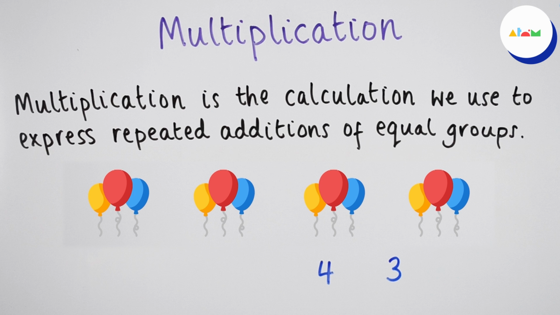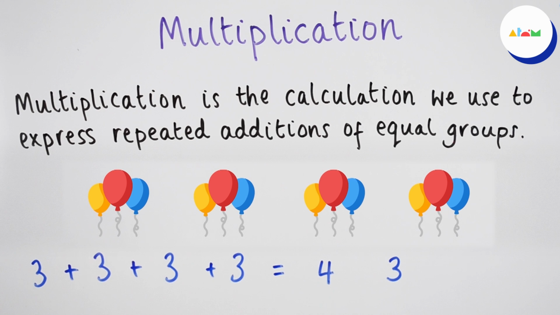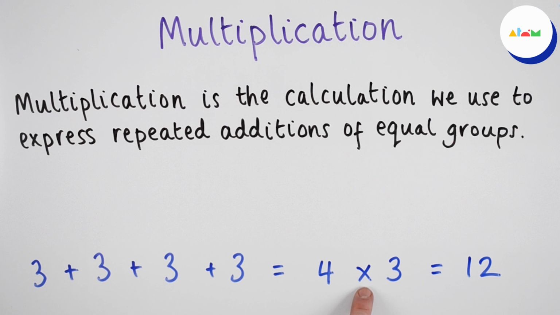There are 4 equal groups of 3 balloons, so this is 3 plus 3 plus 3 plus 3, or 4 times 3, which equals 12. This is the multiplication symbol.